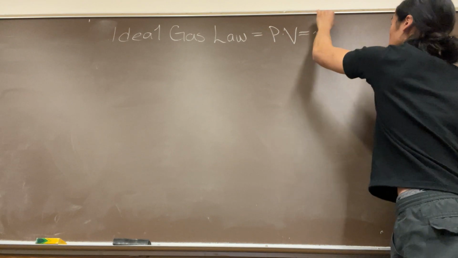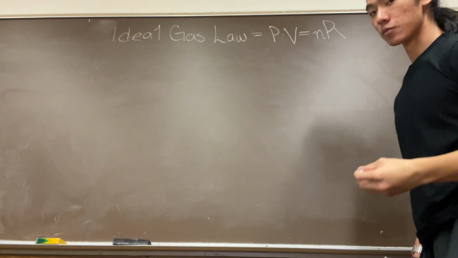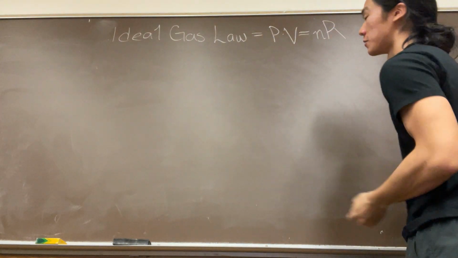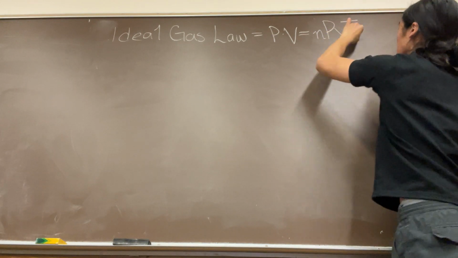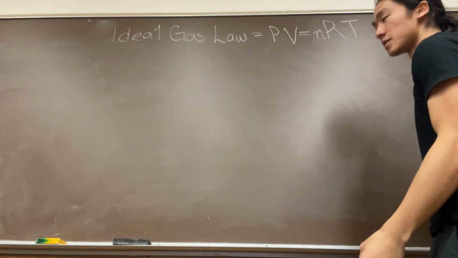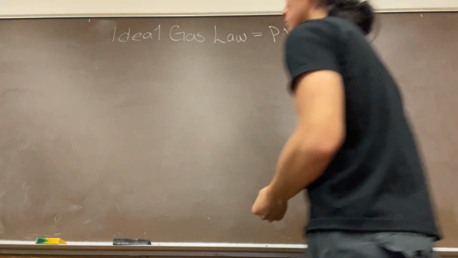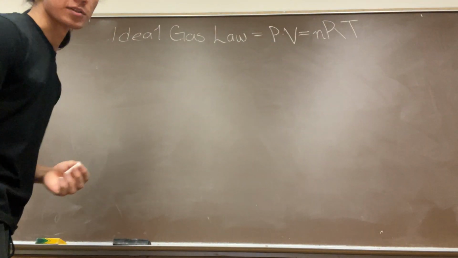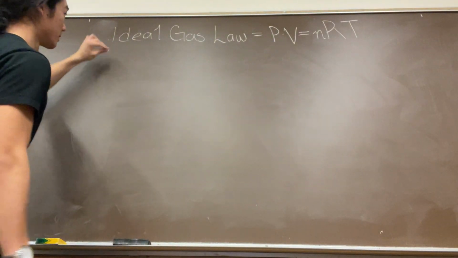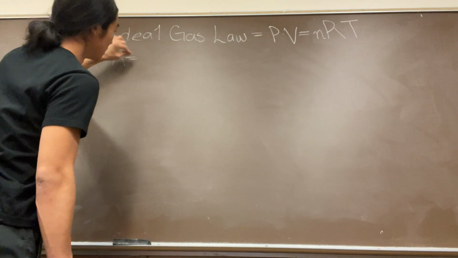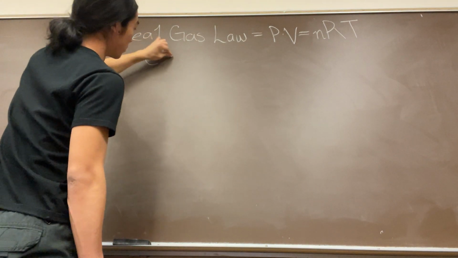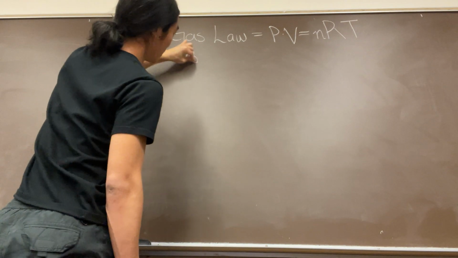Number of moles multiplied by the gas constant, which is just a number you'll learn. I'll define what it is. Times temperature. And temperature is, in this case, measured in Kelvin, which I'm not sure you've heard of. Kelvin is another unit of temperature we use in chemistry, and Kelvin is essentially equal to degrees Celsius plus 273.15.